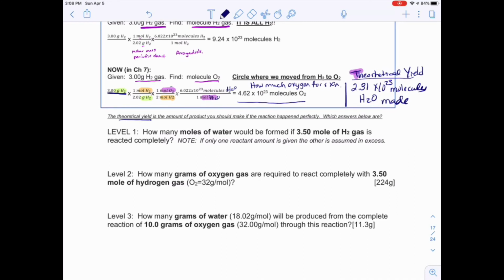So in real life, you don't actually ever reach your theoretical yield. And if you do and you try to write a paper on it, people are going to be suspicious. So you don't want to get your theoretical yield. You want to get close to it. 90s is real nice, something in the 90s.